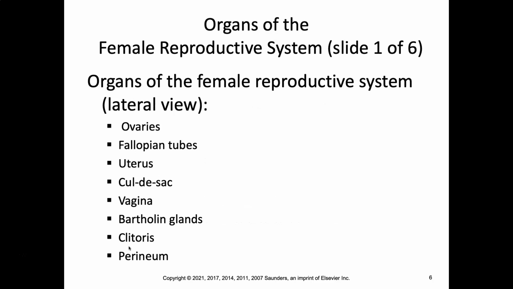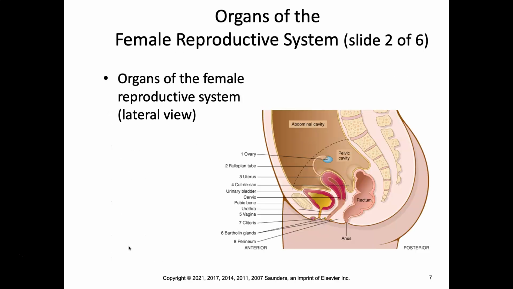So what are the organs of the female reproductive system? Ovaries, fallopian tubes, uterus, cul-de-sac, vagina, Bartholin glands, clitoris, perineum. And here's a visual for you. You can see from the side, this is a lateral view. I hate to say it, but if you took a person and divided them in half, left to right, we are looking at one of those halves, the right half, if you want to be specific. This lets you see how everything is laid out front to back.